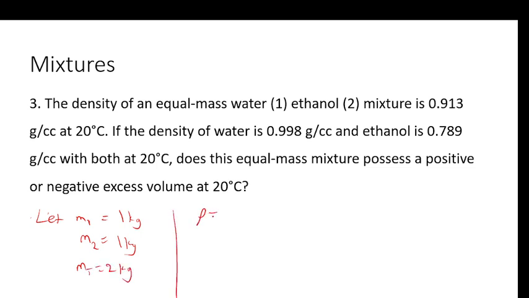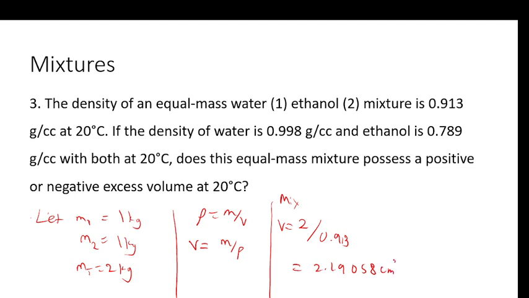Then we know that density is equal to mass over volume. So if I want to find the volume, I can use the mass over the density. So for the mixture, the volume of the mixture is going to be the total mass, that's the 2, over the total density, that is 0.913. So that's going to give me 2.19058, and the unit is going to be cubic centimeter.